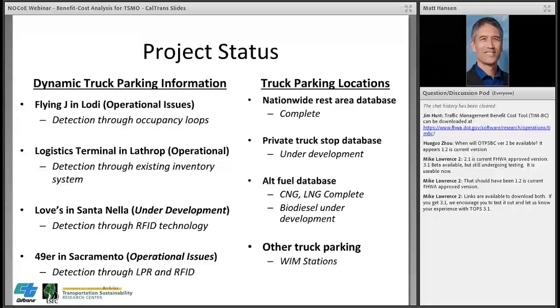The Flying J in Lodi, I think I just explained that a new truck stop opened across the street, and the detection system we put up can't tell which way the trucks are going, so we have availability data for both the Loves and the Flying J parking facilities. And the Loves in Santanella, it's just communication issues. Again, I talked about that earlier. It's been fairly difficult getting these systems up and running and having them be reliable.